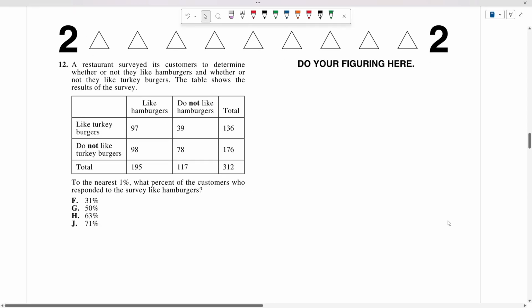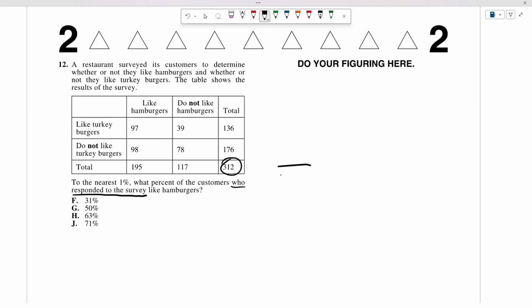Number 12. A restaurant surveyed its customers to determine whether or not they like hamburgers and whether or not they like turkey burgers. To the nearest 1%, what percent of the customers who responded to the survey, that's our denominator, so that's our total population, right? The total is 312. How many of them like hamburgers? Well, they can be people that like turkey burgers or don't like turkey burgers. We don't care. But the total people that like hamburgers are 195.